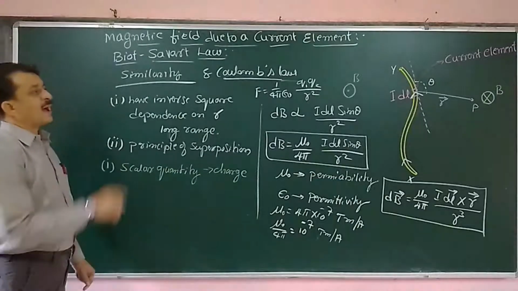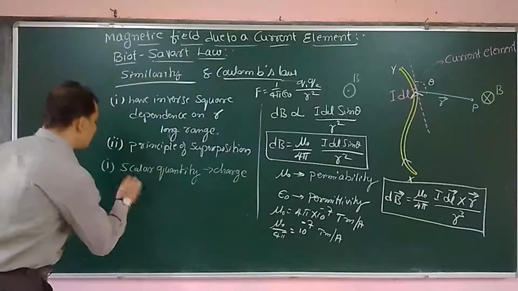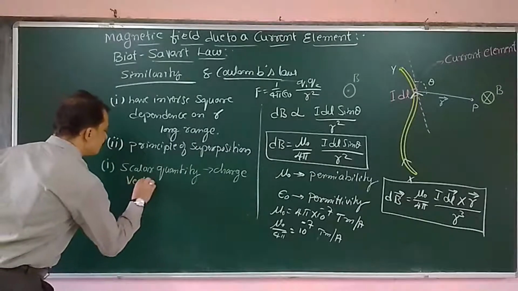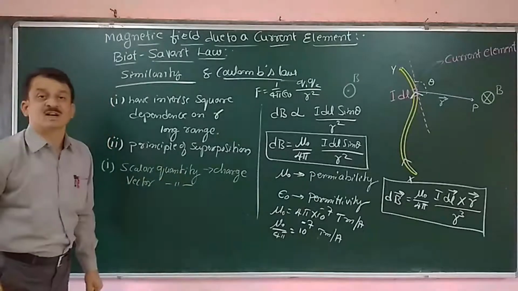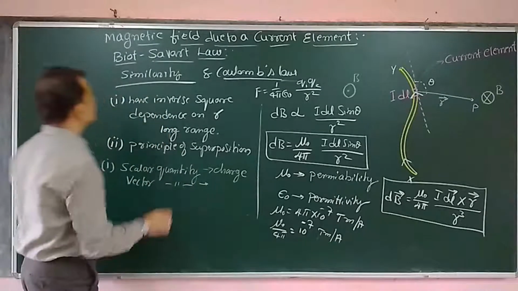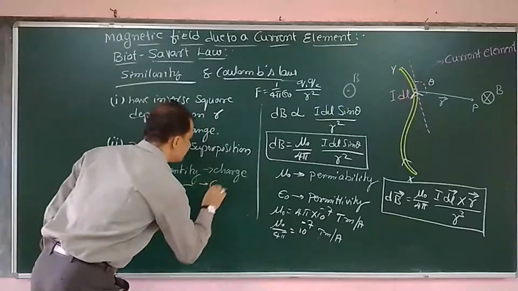The magnetic field is due to a vector quantity. It is due to a vector quantity. What is that vector quantity? Just as we have defined, the current element.